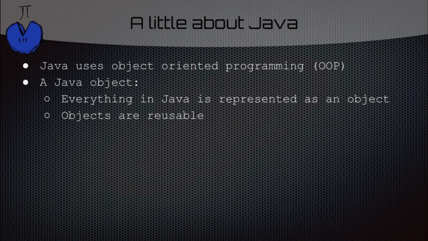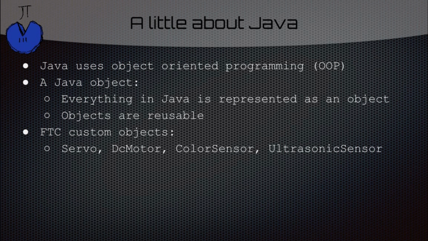Objects are reusable. So what this means is that if you had your spaceship and you wanted to fire a missile and then you wanted to fire another missile, you wouldn't want to have to rewrite the missile code. So you can just call on the missile code to create a new missile. So then no matter how many missiles you want to fire, you can just call on that one bit of code and make as many missiles as you want. This is what makes object-oriented programming so powerful, because with other languages that don't use object-oriented programming, you would have to rewrite the code for every missile. Some examples of FTC custom objects are servos, motors, and any sensors you might have.